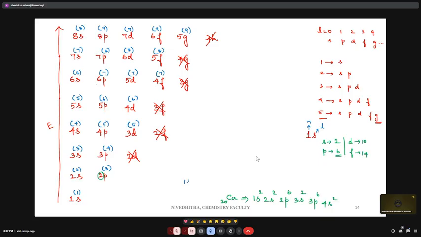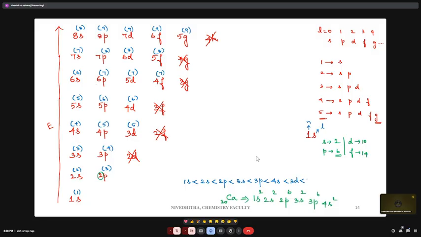So initially it is 1s. After 1s we have to fill 2s, after which we have to fill 2p. After 2p we have to fill 3s. After 3s? 3p. After that? 4s, very good. After 4s? 4p, 3d. It is 3d because 4p, 3d and 5s got n plus l value as 5. Among these three orbitals, the lower principal quantum number is 3. So we have to fill 3d.